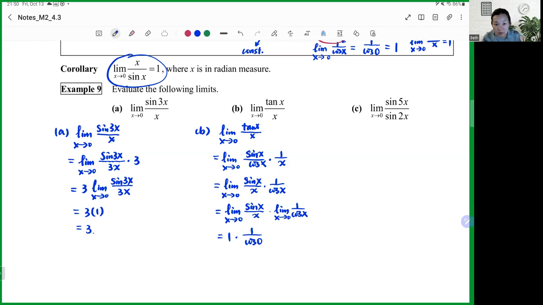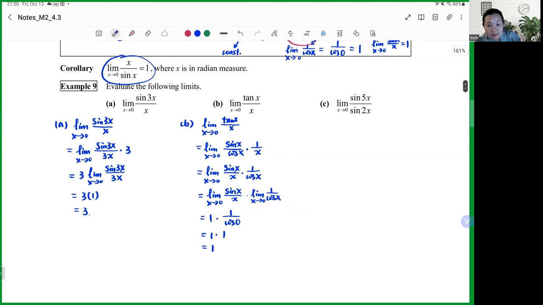Now here you don't have to write the degree sign because we're not doing degrees. This is 0 radian, okay? So this is 1 times 1 equals 1. Any question? Just shout out.